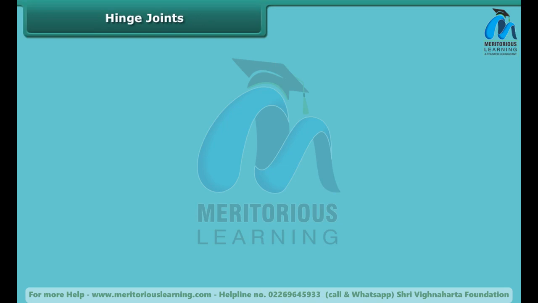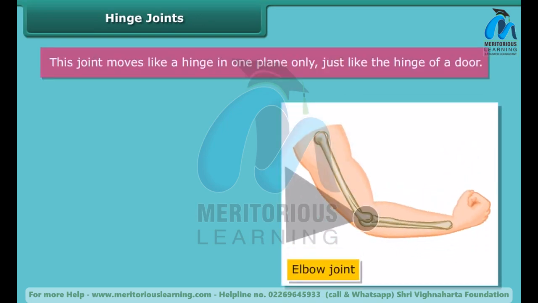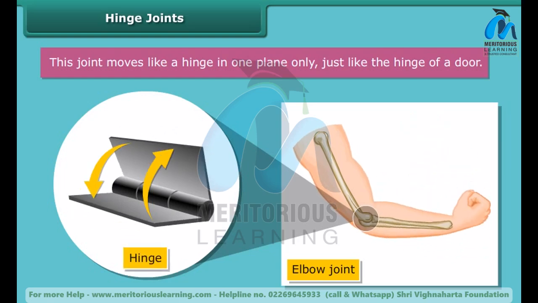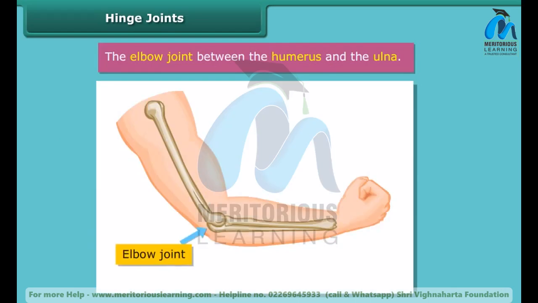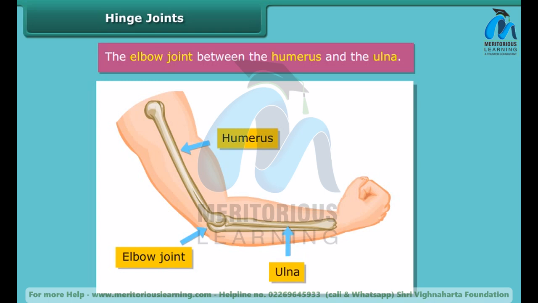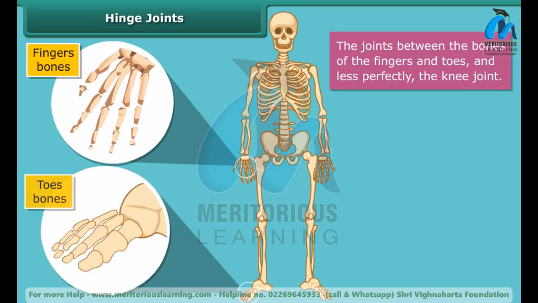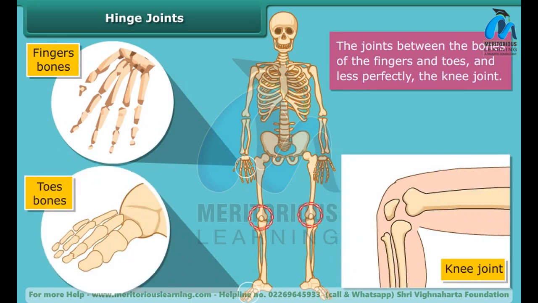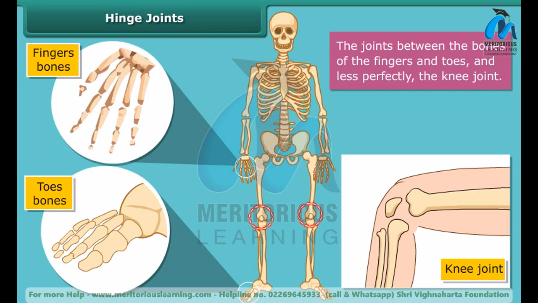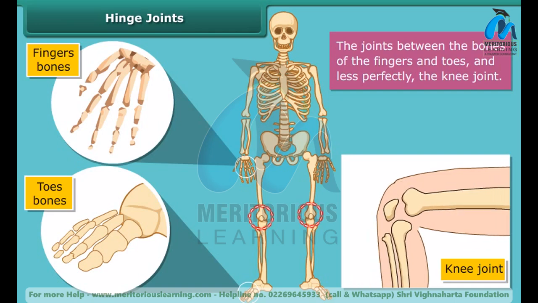Hinge joints. This joint moves like a hinge, in one plane only, just like the hinge of a door. The elbow joint between the humerus and the ulna, the joints between the bones of the fingers and toes, and, less perfectly, the knee joint are hinge joints. Hinge joints usually give sufficient power because there is less danger of twisting at the joint.